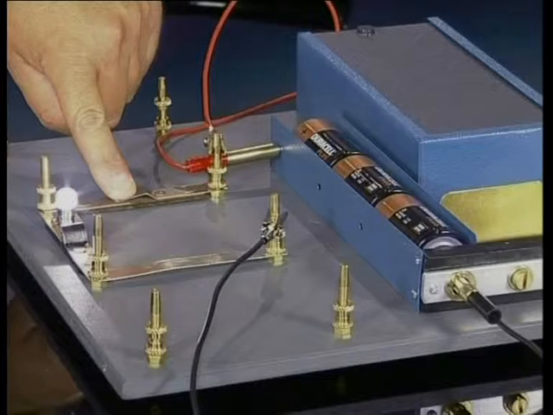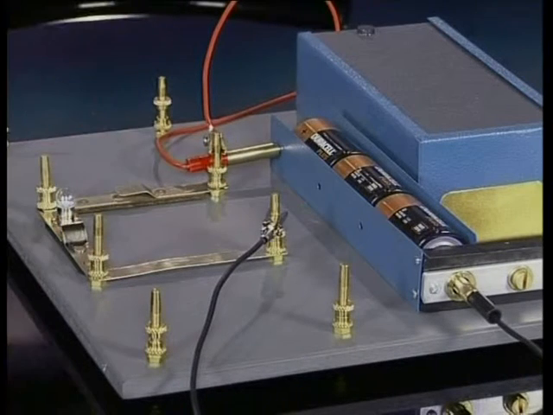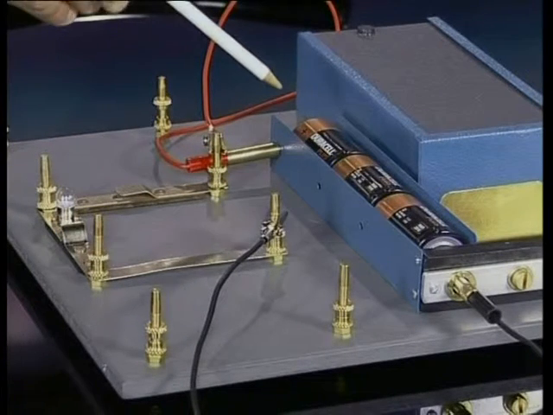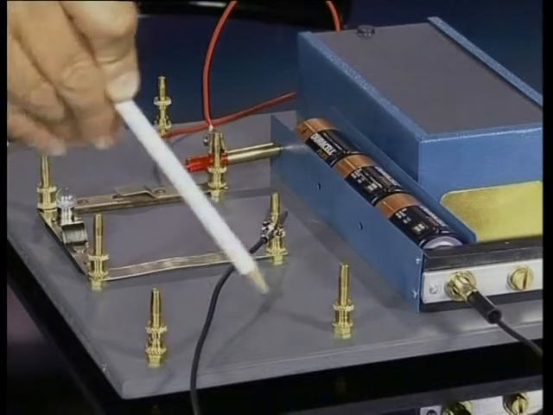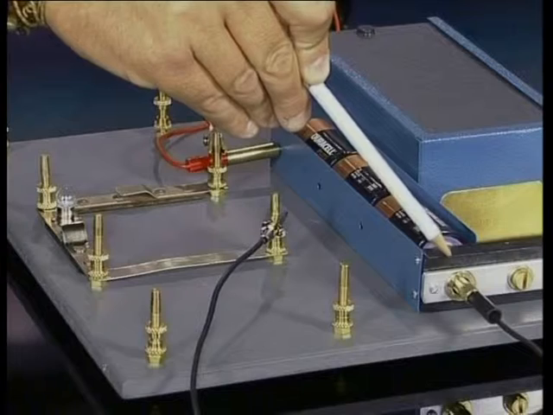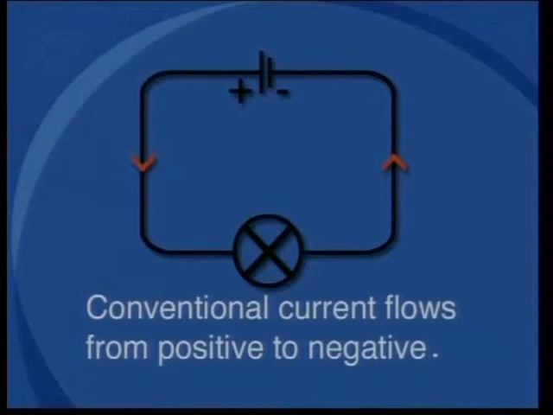Conventional current is the flow of positive electric charge from the positive terminal of the battery all the way around the circuit to the negative terminal of the battery. We also use conventional direction when marking currents on circuit diagrams. Conventional current flows from positive to negative.